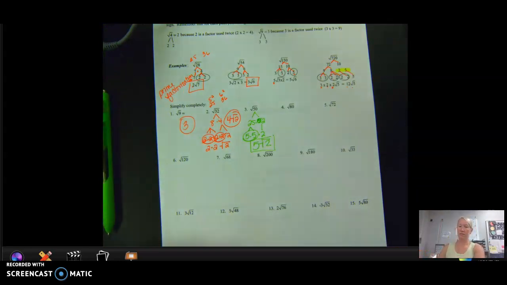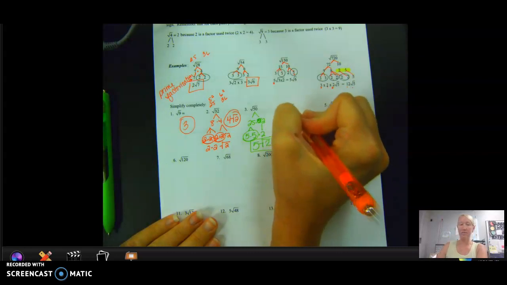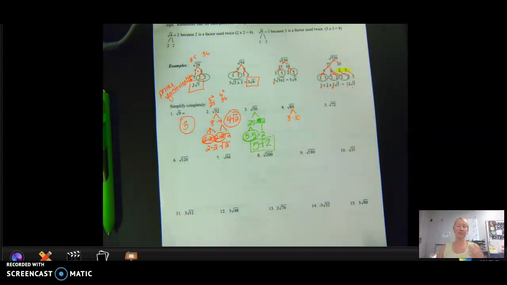All right. Square root of 80. Break it down. I'm going to break it down to 8 times 10. Could you break it down differently? Sure. Go ahead. Do it like 4 times 20. You could break it down into 4 times 20. And you should see at the end, our prime factorization string at the very end will be the same.